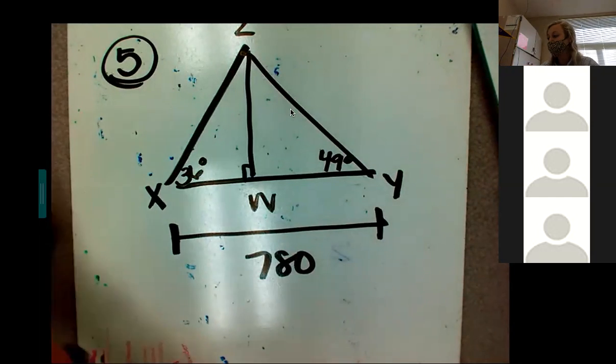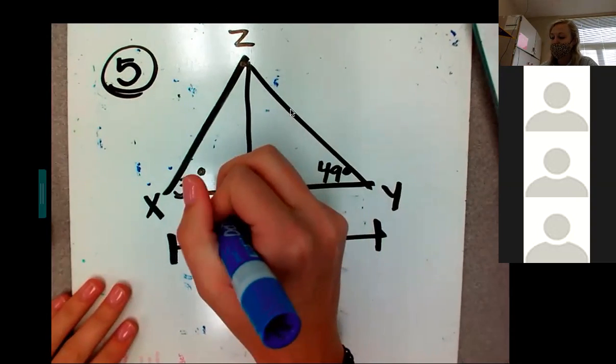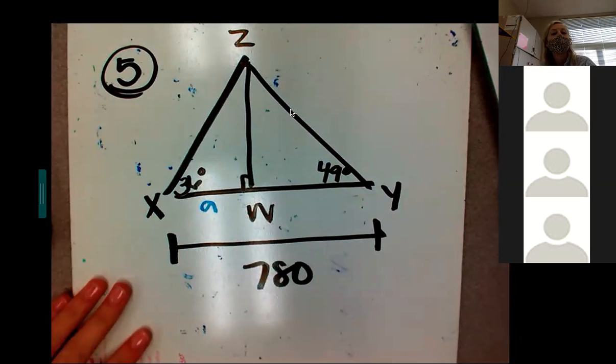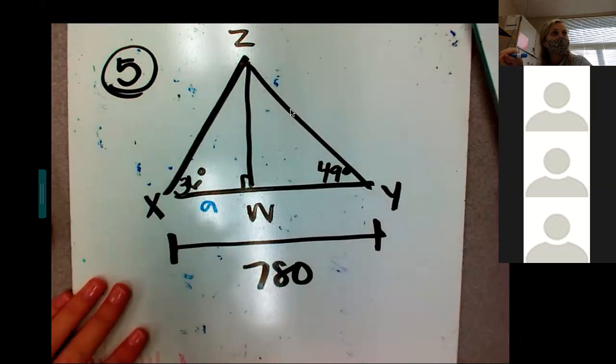For this one, we want to find XW. So this piece right here. I'm just going to call it A. We want to find that piece right there. Do you guys see a way that we could set up a proportion that would then enable us to find A?